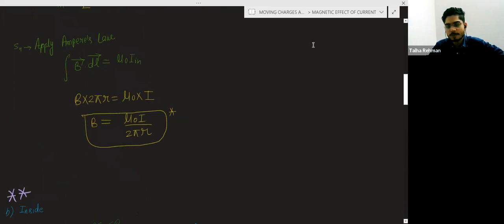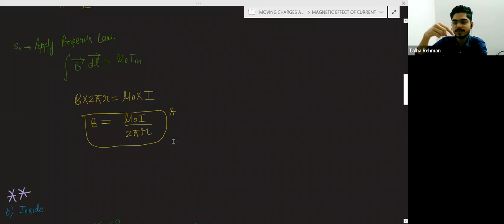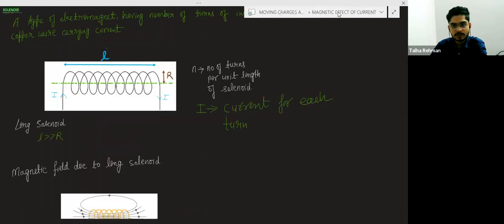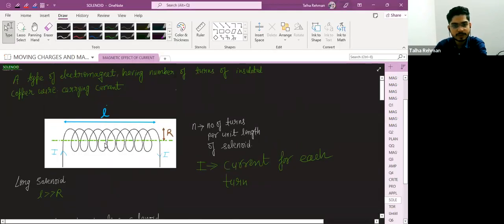Now the next topic related to this is the solenoid. A solenoid is nothing but a current carrying wire that you have folded in the helical form. This is the solenoid. This is the wire, and this wire is folded like this in the helical form, and there is a current in this wire.